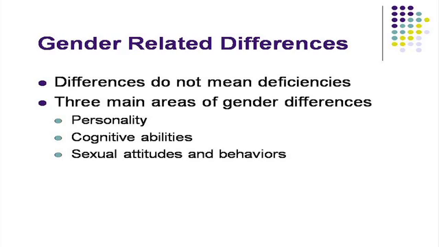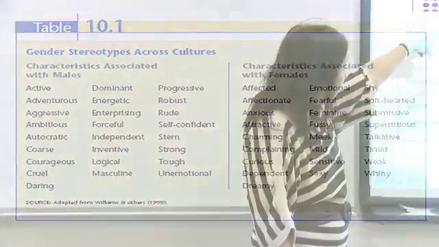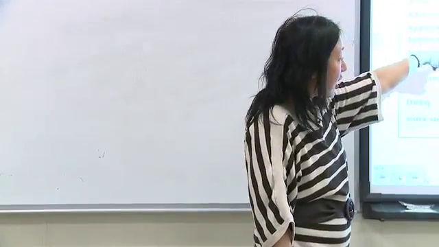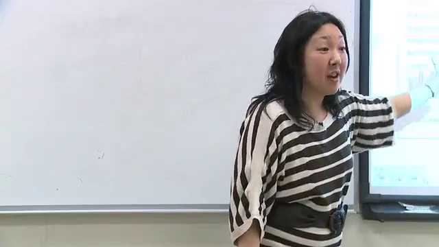Gender-related differences. Differences do not mean deficiencies, okay? But we might have three main areas of gender differences: personality, cognitive ability, and sexual attitudes and behaviors, right? There are some gender stereotypes across cultures, okay? So some characteristics associated with males, for instance: cool, masculine, logical, independent, forceful, dominant, stern, strong, tough, unemotional. Those are the male characteristics, okay?